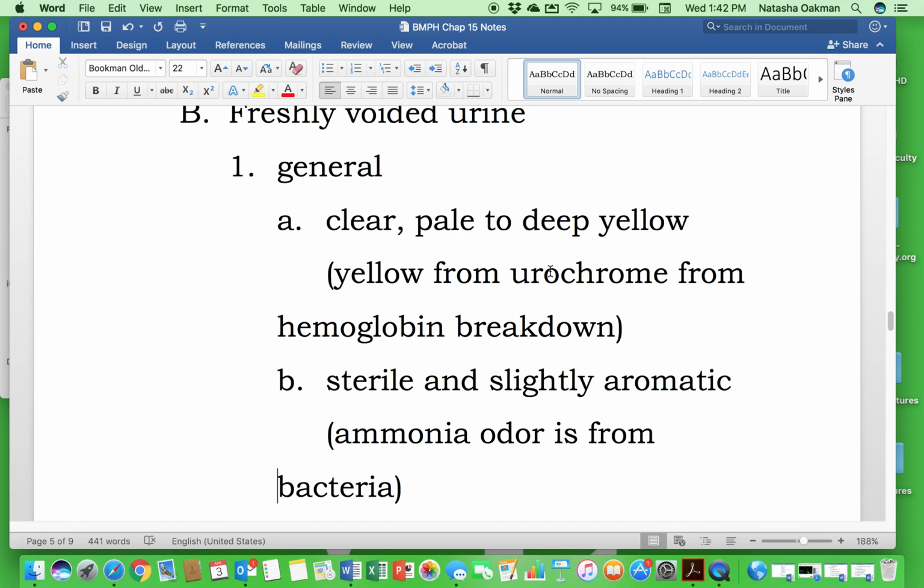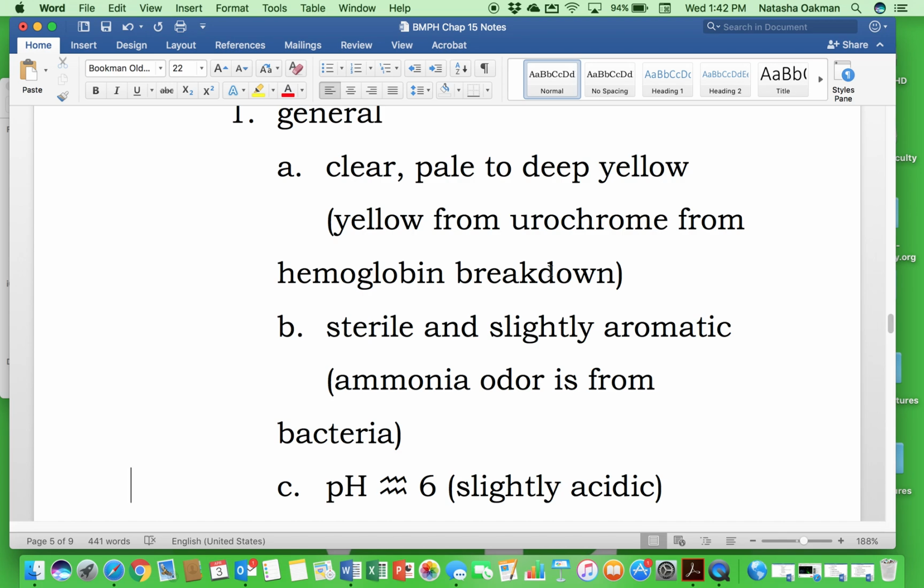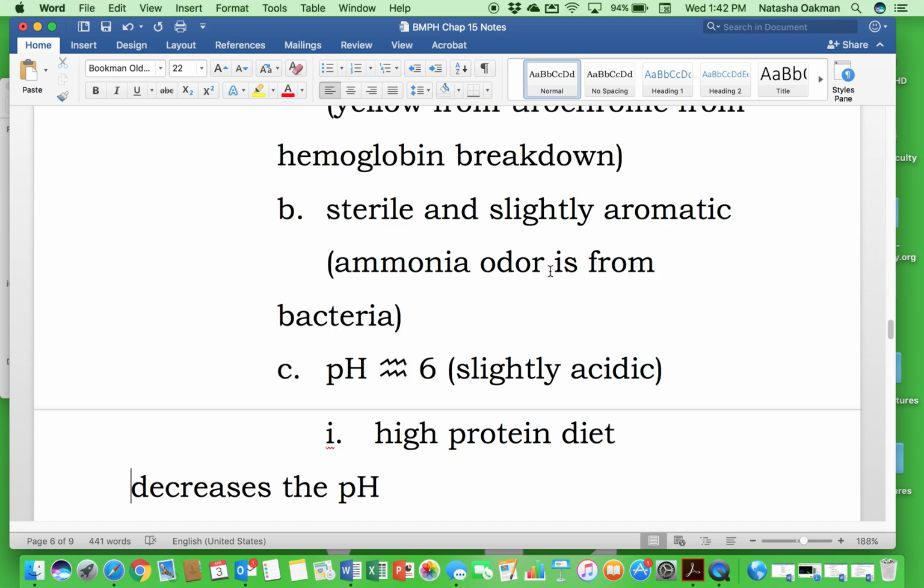The pH of urine is approximately 6. Sorry, I couldn't find the little approximately sign, so that's the best I could do. So it's slightly acidic. There are some things that can alter the pH of your urine, especially your diet. If you have a high protein diet, like one of these Atkins diets with really low carbs and high protein, that's going to make your urine have a lower pH, make it more acidic. And that's not necessarily a bad thing, it's just the way it is.